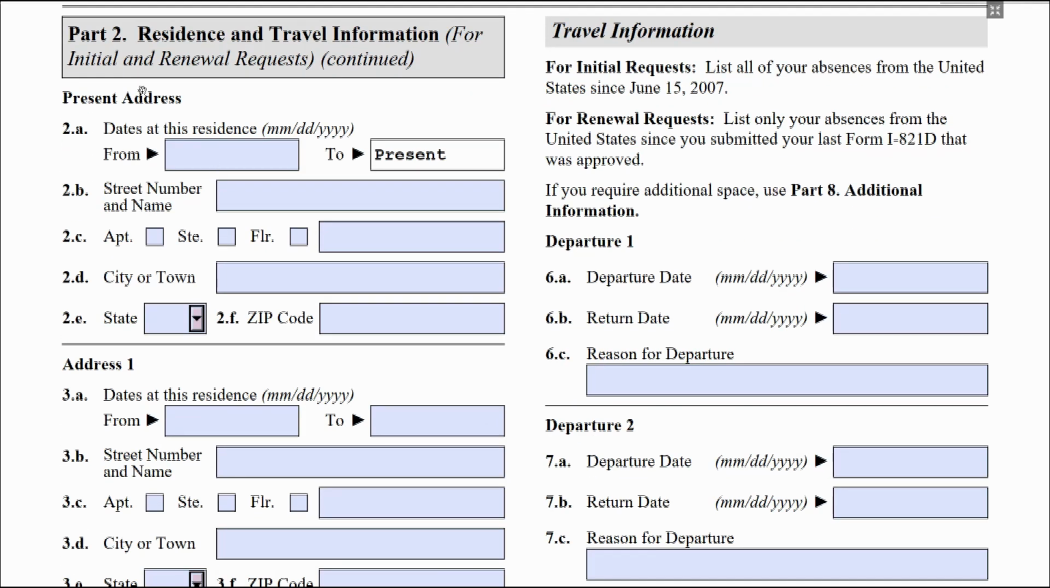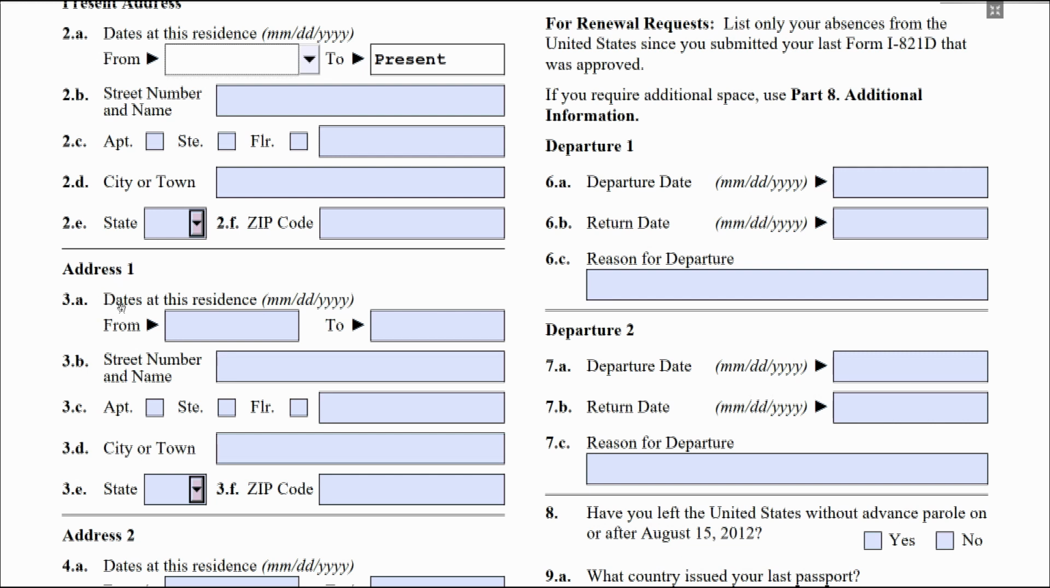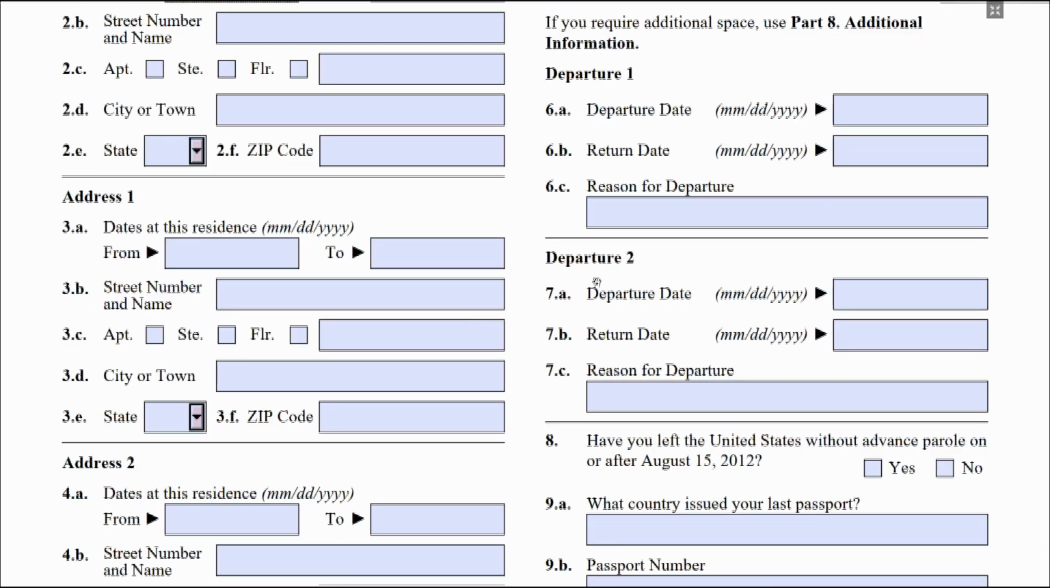So your residence and travel information. So it's straightforward. Where is your present address? You put that information here: street number, apartment, city, state, zip code, and then how long have you been living at that address? Then you would go in reverse chronological order. So before whatever date this was, you would put that information there, and so forth.